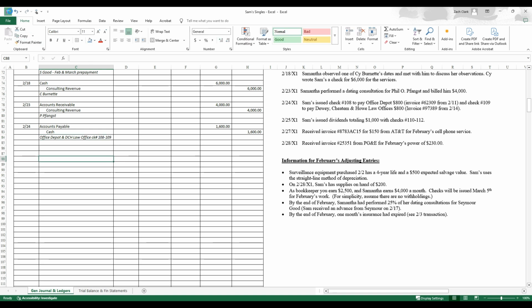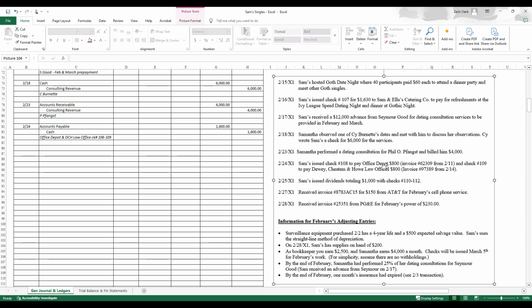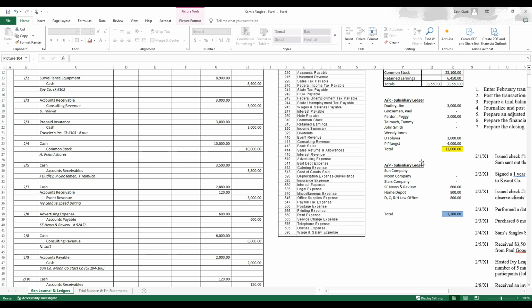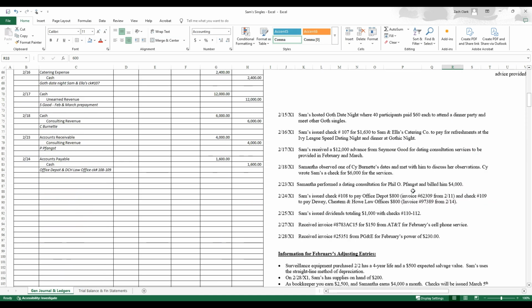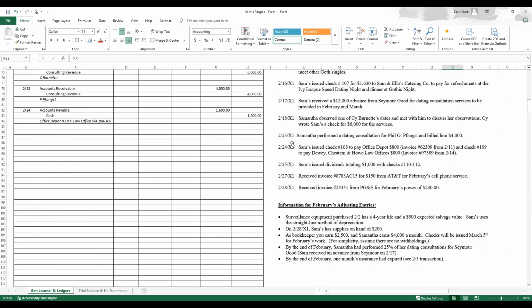Okay. So now, again, we always have to go update our subledger. So now Office Depot and the Law one are gone. So we just have the news and review invoice or amount left to pay there on the subledger. And then we're getting real close now.